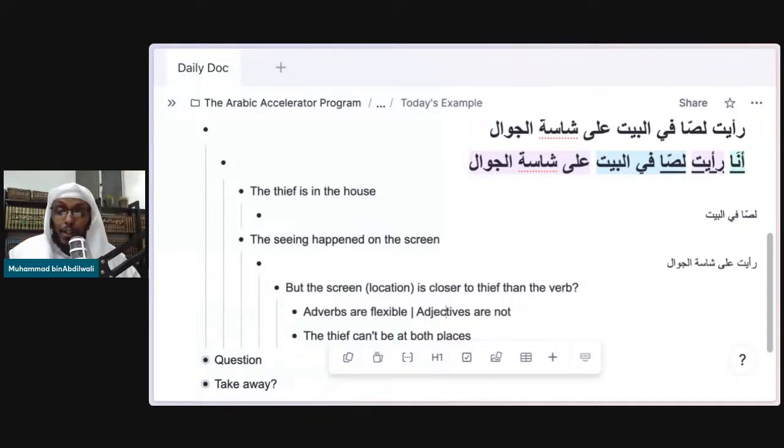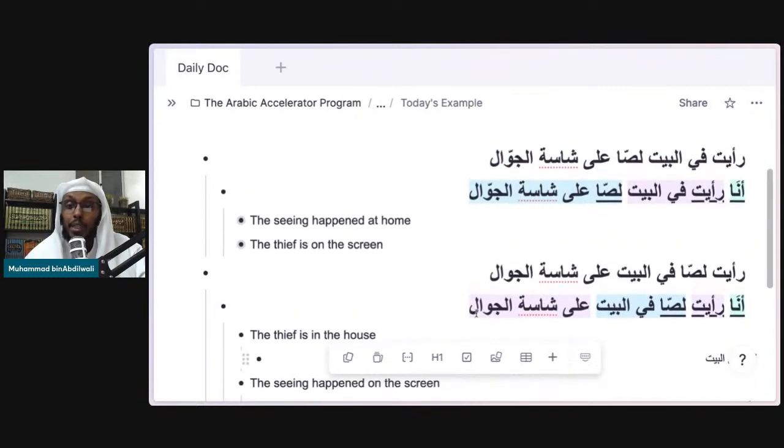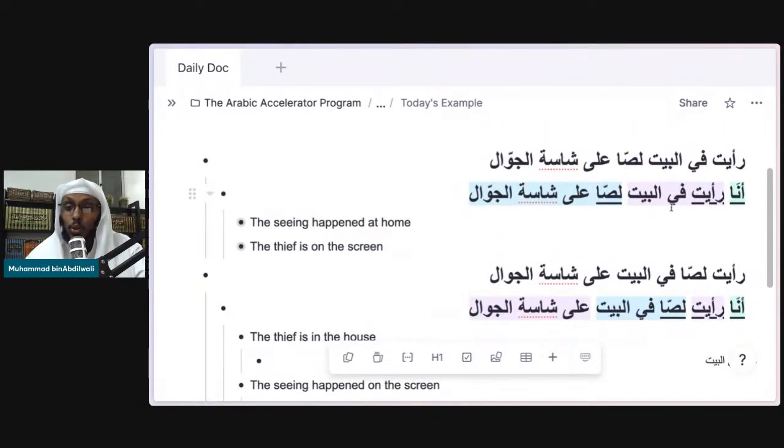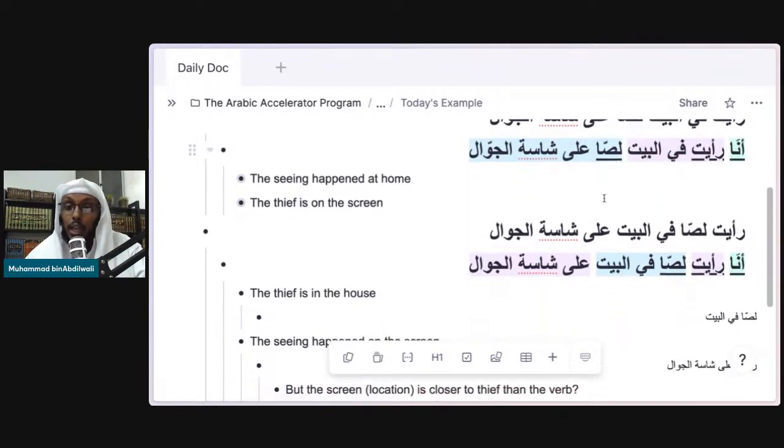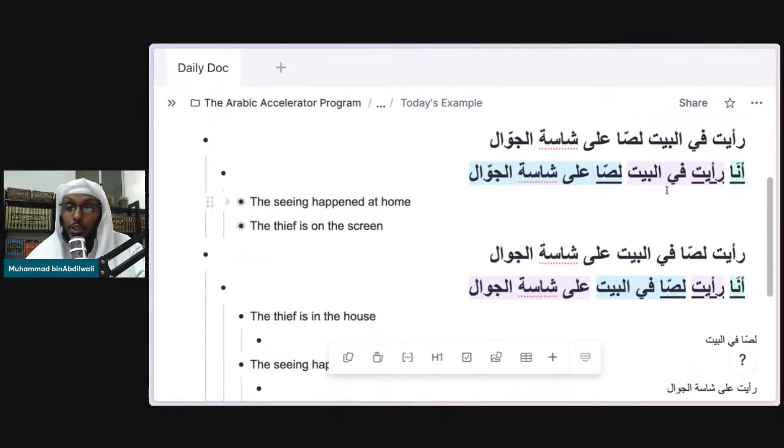However, adjectives, no. Adjectives have to be in close proximity to the noun. So the noun and all those words that describe the noun are like one unit that walk and move together. They can't be separated. And that's why we know, grammatically speaking, that here, رأيت في البيت, this is an adverb. It can't be an adjective. It talks about the verb, not the noun, because this came before the noun, and adjectives in Arabic can't come before the noun.